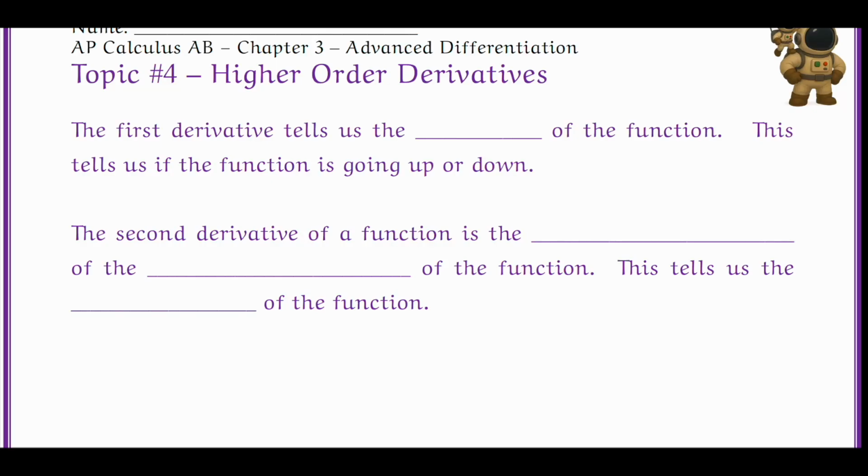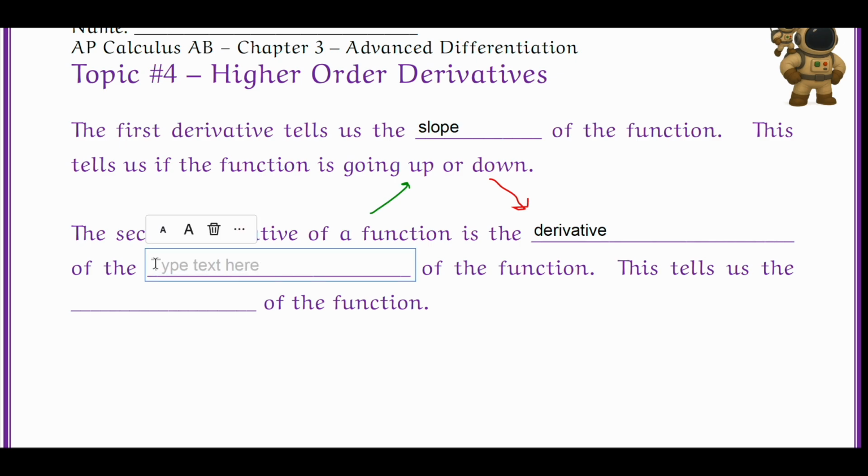Today's lesson is going to be on higher order derivatives. This is essentially when we take the derivative of the derivative. As we know, the first derivative tells us the slope of a function, and this essentially tells us if the graph is going up or if it's going down. Now the second derivative, which is the derivative of the derivative, isn't going to tell us the slope of the graph. This is going to tell us something called the concavity of the graph.